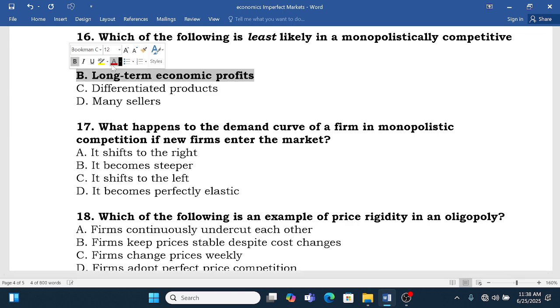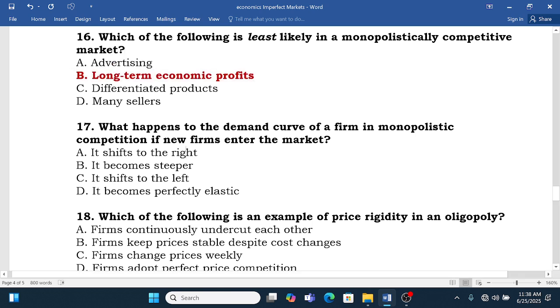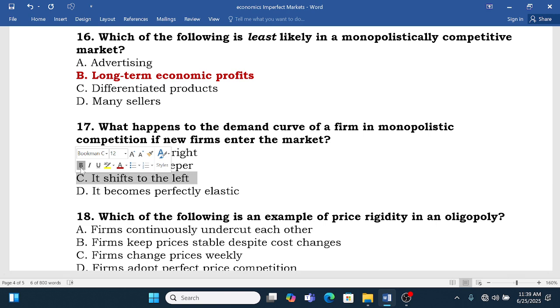We go to question number 17. What happens to the demand curve of a firm in monopolistic competition if new firms enter the market? It shifts to the right, it becomes steeper. It shifts to the left, it becomes perfectly elastic. So the correct answer is C, where it shifts to the left. We go to question number 18.